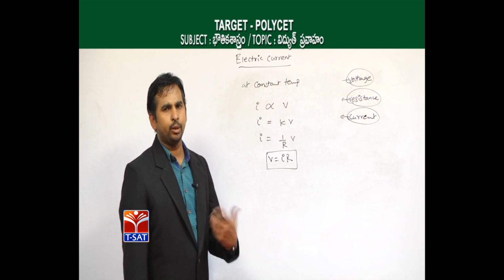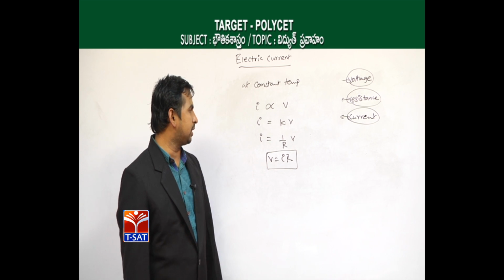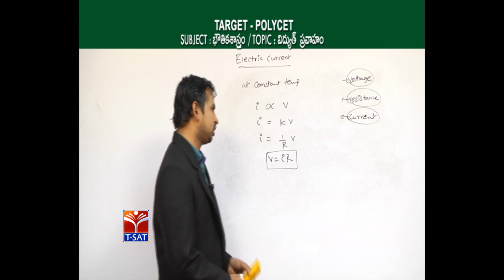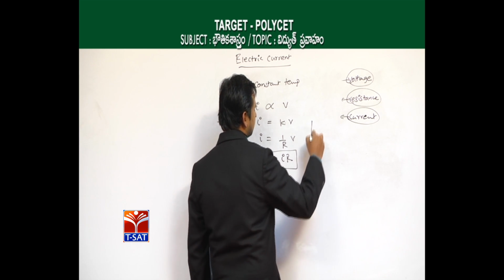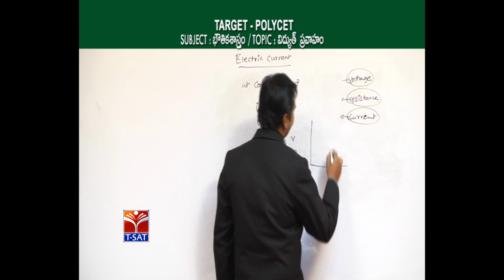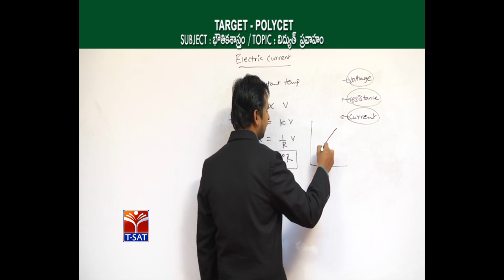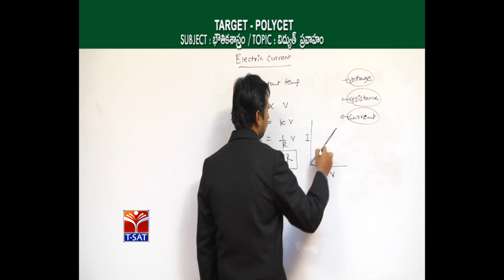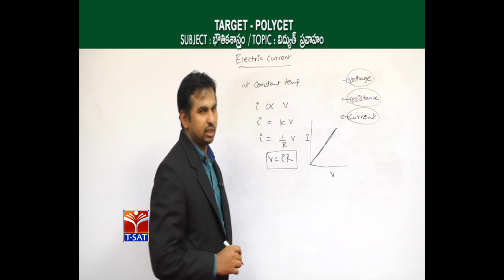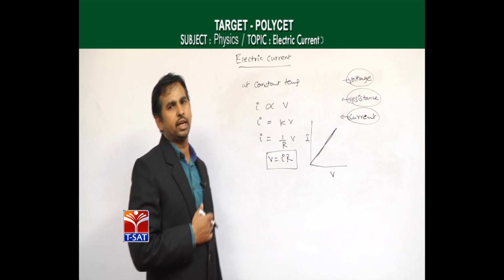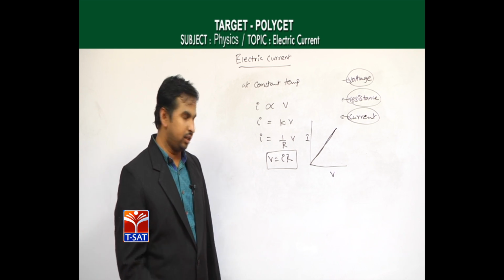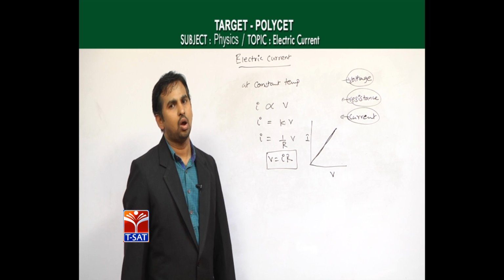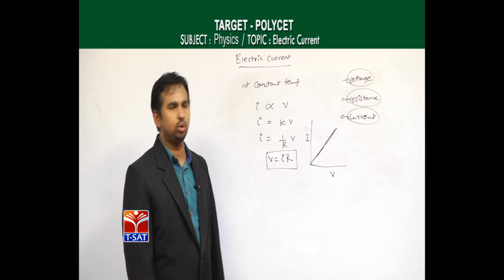And another important one: when you draw a graph between voltage and current, as both are directly proportional to each other, the question they ask is what is the shape of the graph. If you draw a graph between voltage and current values, as both are linearly proportional to each other, we get a straight line passing through the origin.